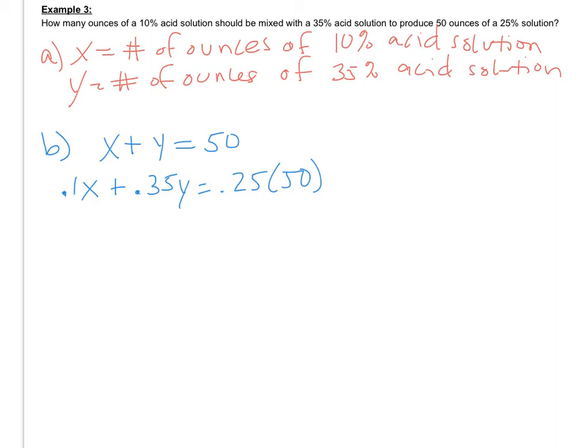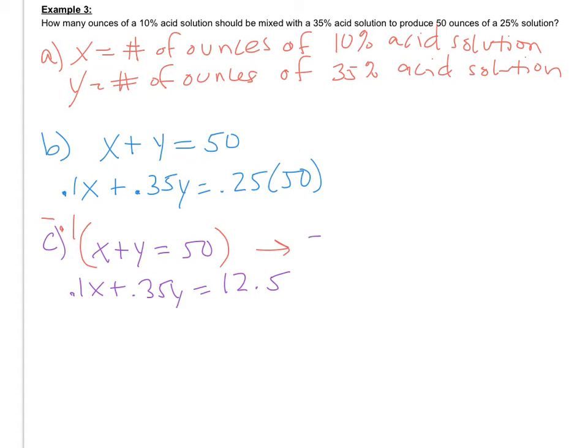Now in part C, we can go ahead and solve. So I have x plus y equal to 50, 0.1x plus 0.35y equal to, and I'm going to just multiply these two and bring it down here. So 0.25 times 50 will give me 12.5. And now I can solve part C using the elimination method. So I'm going to eliminate my x's by multiplying the top by a negative 0.1.